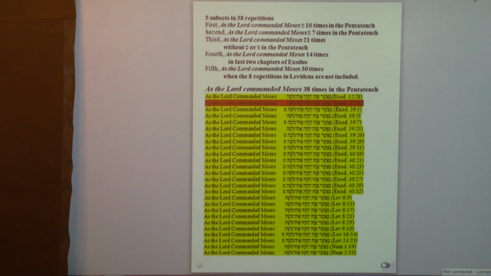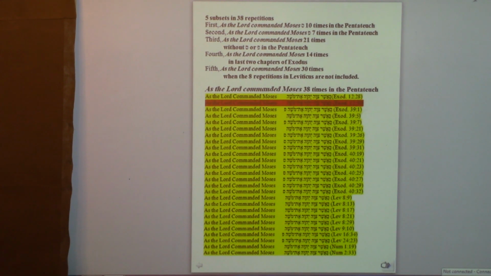Here we have an unusual repetition, 38 times. Now 38 has no Hebraic meter in itself. There's nothing about 38 that matches anything that we're aware of in Hebraic meter, which is repetition of 7s, 10s, and 12s, or multiples thereof. However, within this 38, you'll see 1, 2, 3, 4, 5 different subsets that are all in meter.